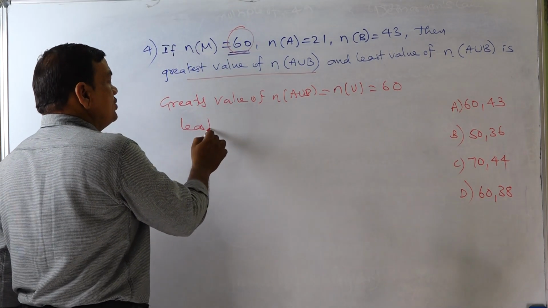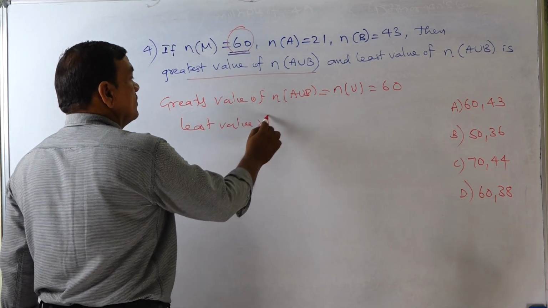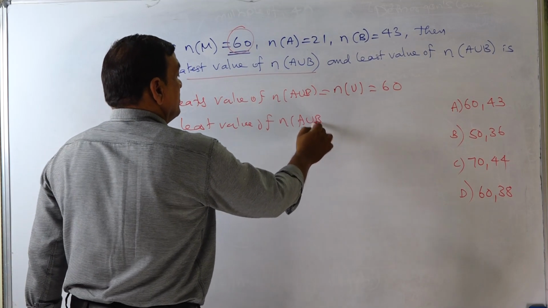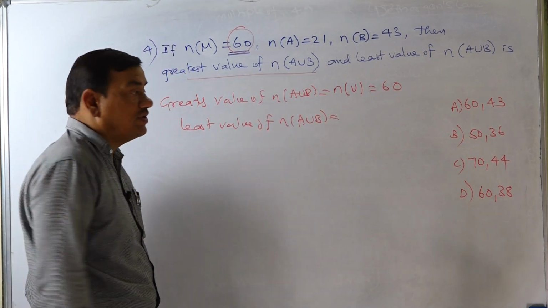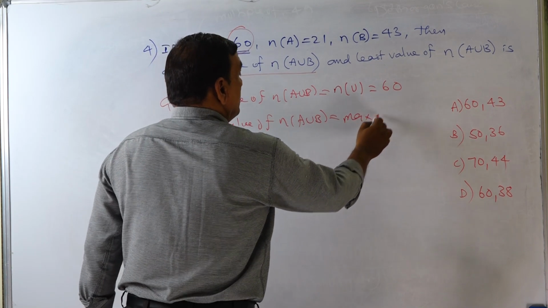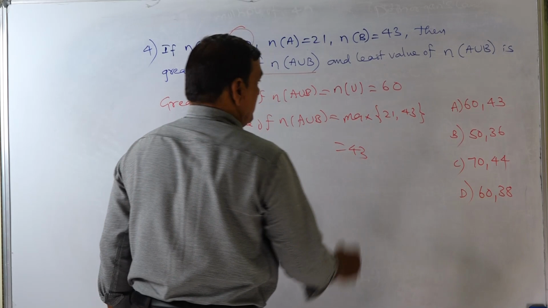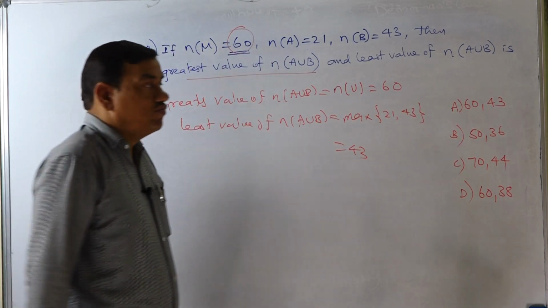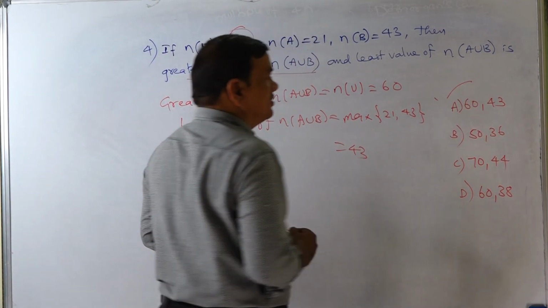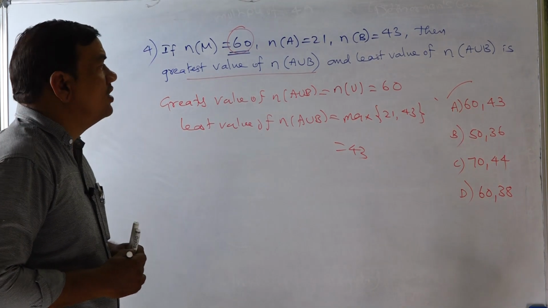What is the least value of n of A union B? The least value of n of A union B is nothing but, we have the formula, the maximum of 21 and 43, which is the maximum, 43. So your answer is 60 and 43, that is the right answer. Understand this?